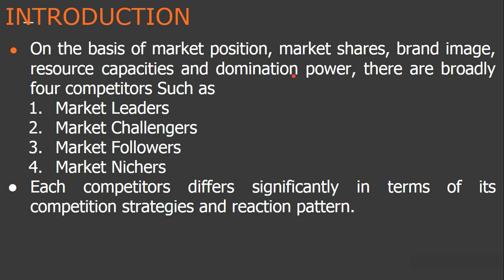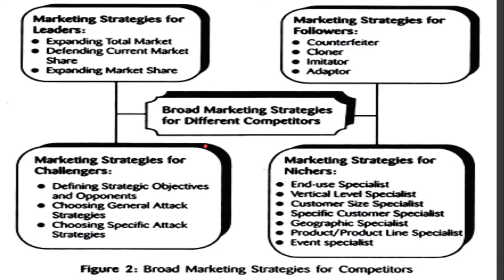And according to market position, market shares, brand image, resource capacity, domination power, there are broadly 4 competitors, where I've already discussed the marketing strategies for leaders and challengers. Now I'm going to discuss followers and nichers.